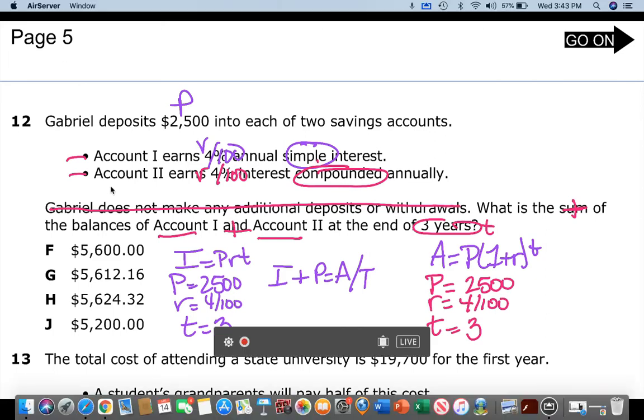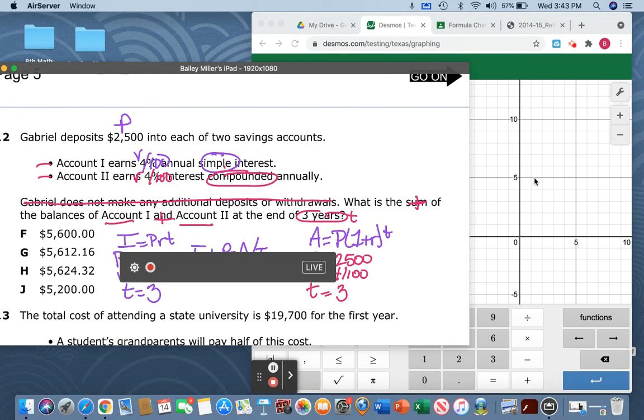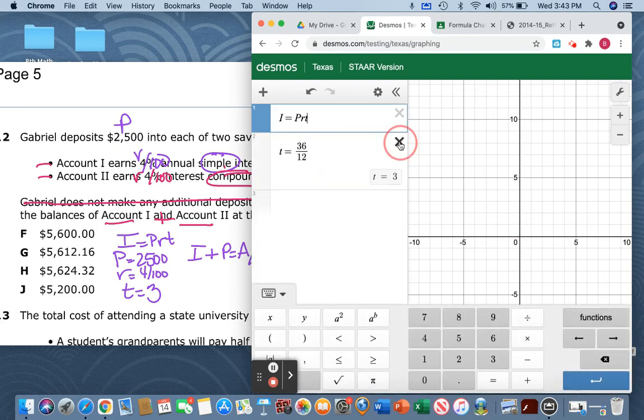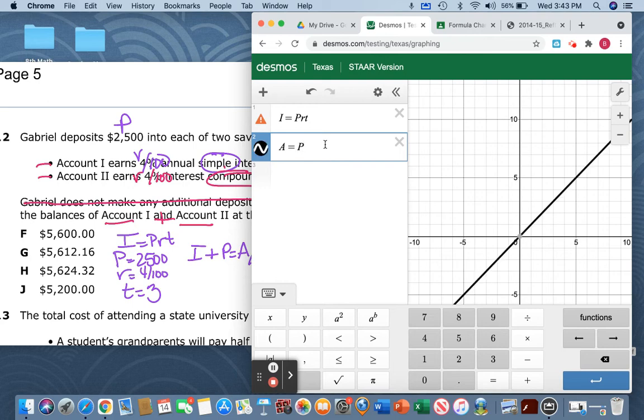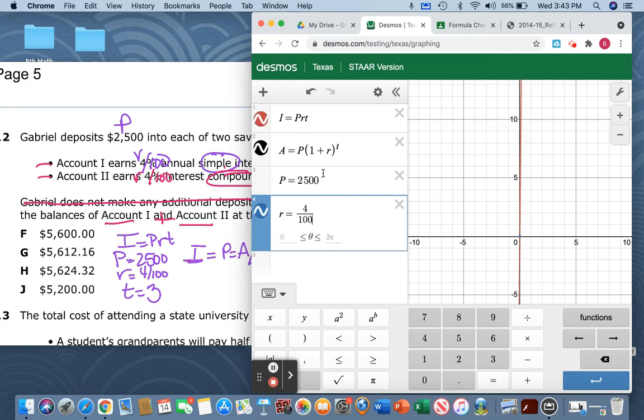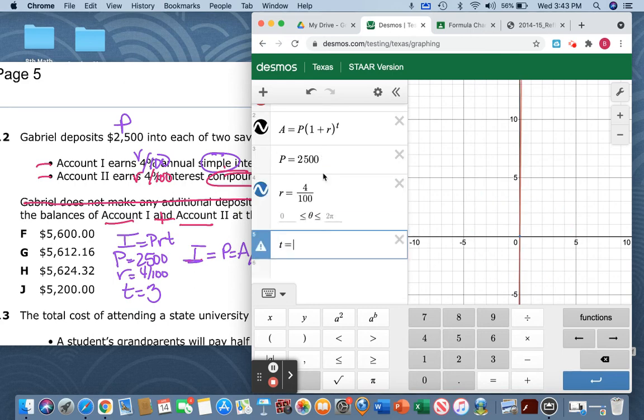Different formulas. Okay, I'm going to take all this to Desmos. I'm going to type in both formulas. Let's see if it works. I'm not going to do that step till the end. Okay, let's see. P is 2500 for both. R is 4/100 for both. And then our T is 3.